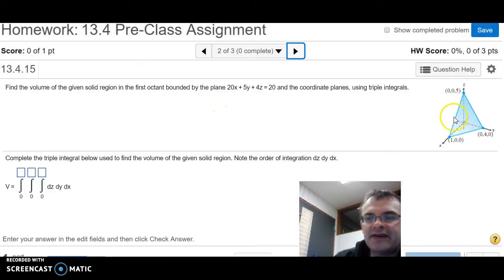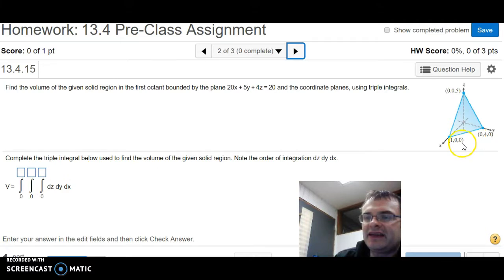Okay, the next one that we have, they want us to find the volume of this region over here. It's bounded by this plane in the front and then by the coordinate planes, so the xy, the xz, and the yz plane. And they have an order. They want us to do dz, dy, dx.